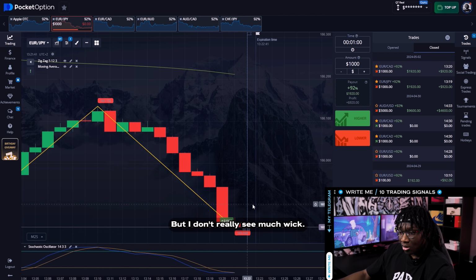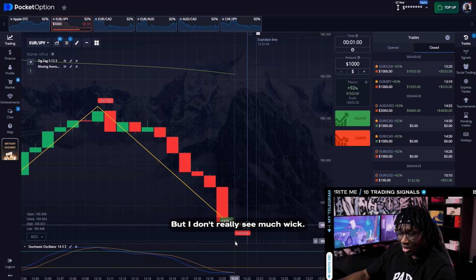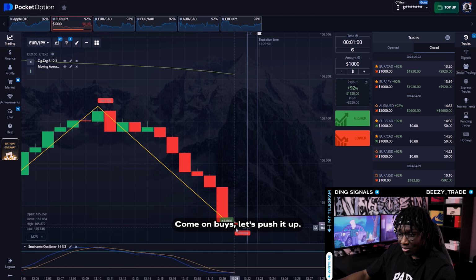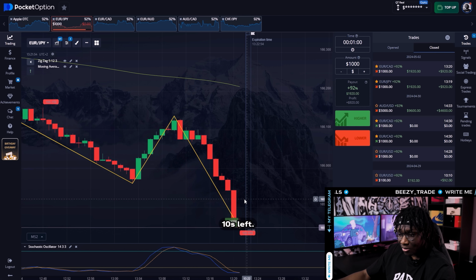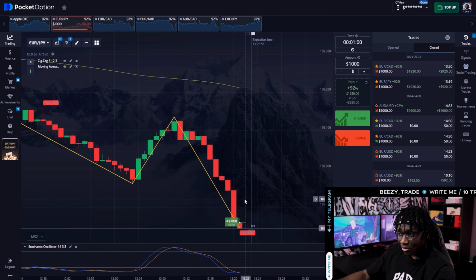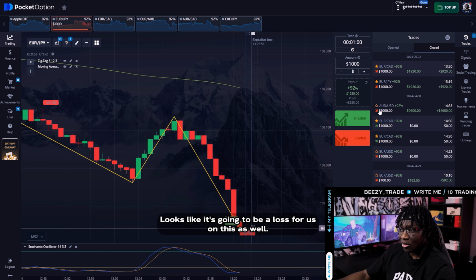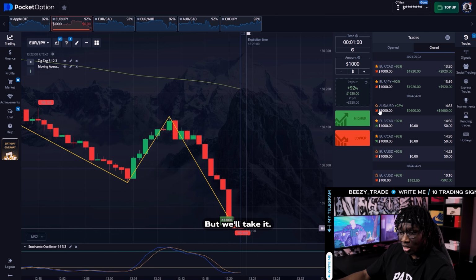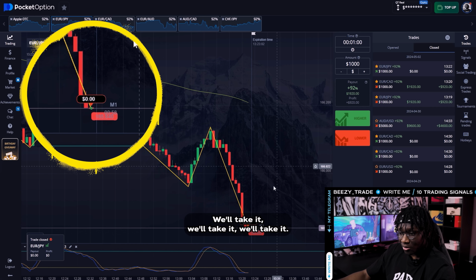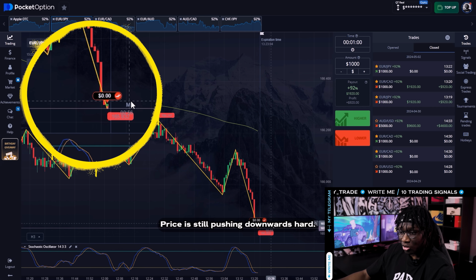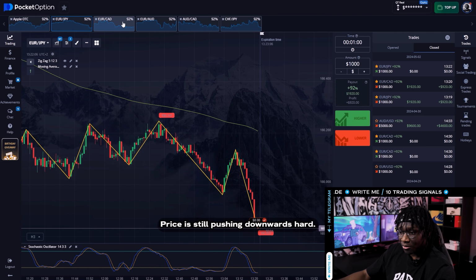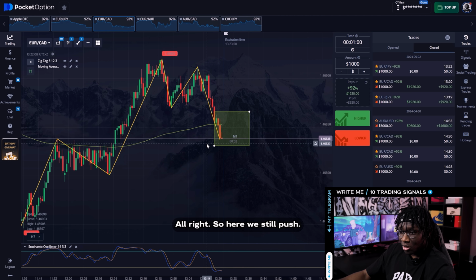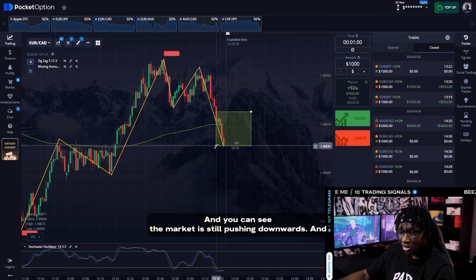But I don't really see much wick. I see them pushing the price up. Come on, buyers, let's push it up. 10 seconds left. Looks like it's going to be a loss for us on this as well. But we'll take it. Price is still pushing downwards hard. All right, so here we're still pushing. We can see the market is still pushing downwards.